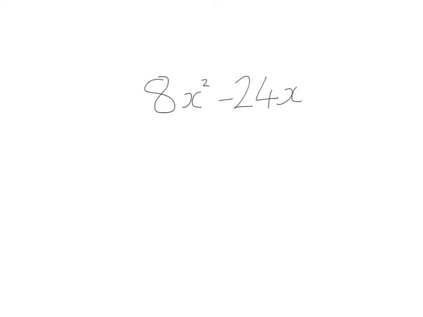Okay, in this final example, it's slightly more complex because we've got this squared term here, but if we follow through the same procedure, we shouldn't encounter any problems as long as we make sure we're doing all of our checks throughout. Step 1, what's the biggest number that divides the two terms? What's the biggest number that divides 8 and 24? So that is going to be 8.